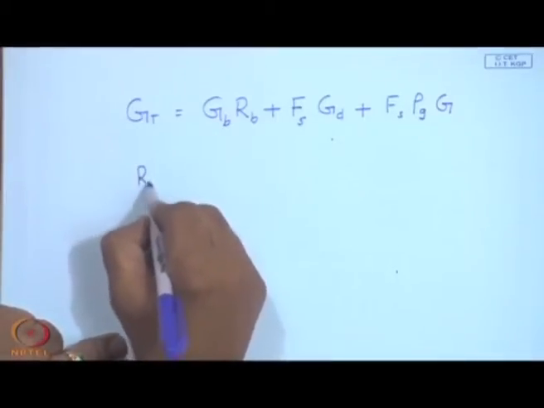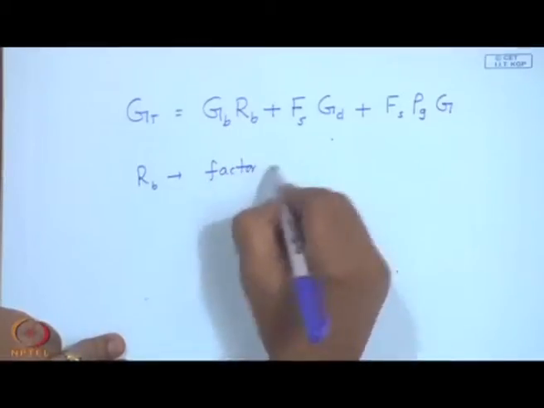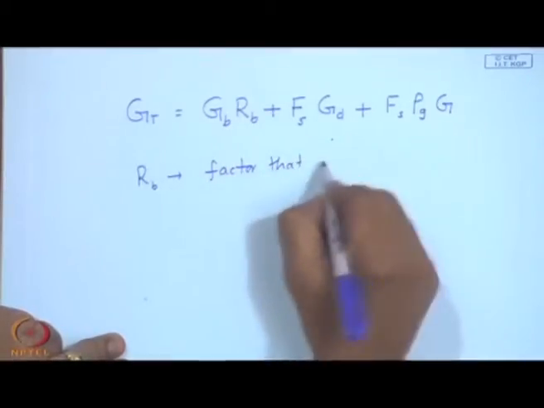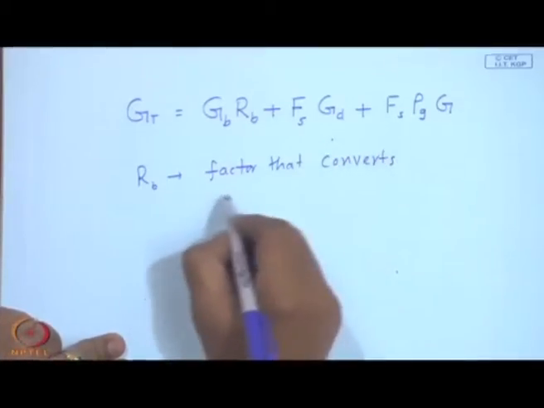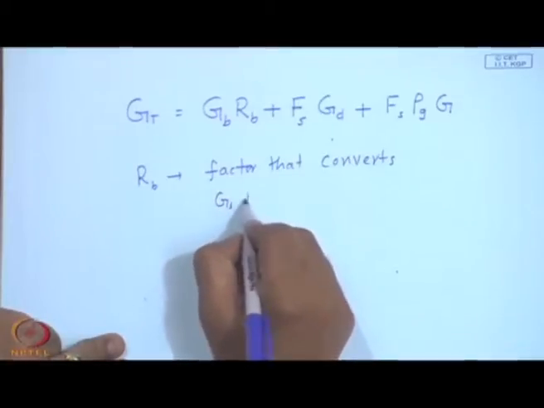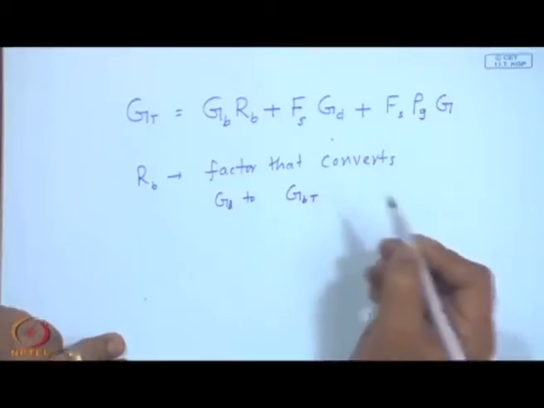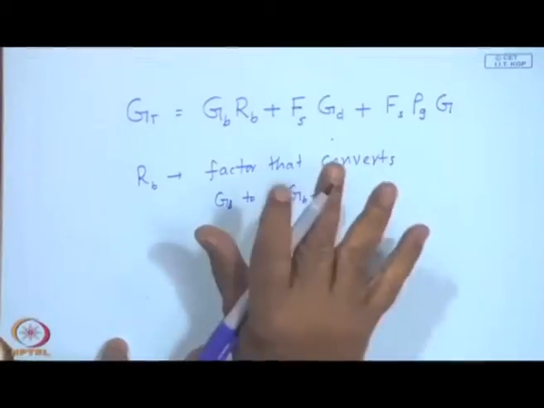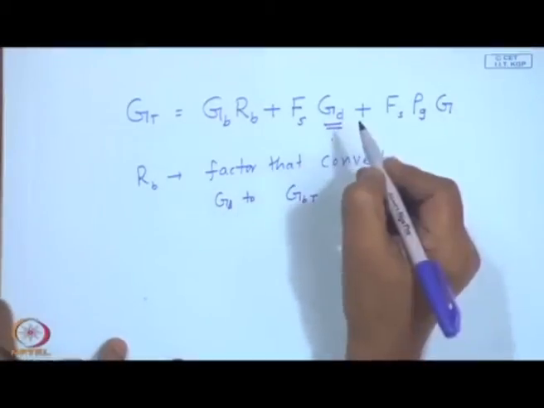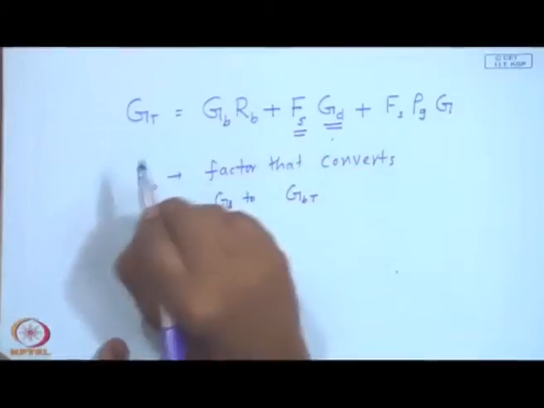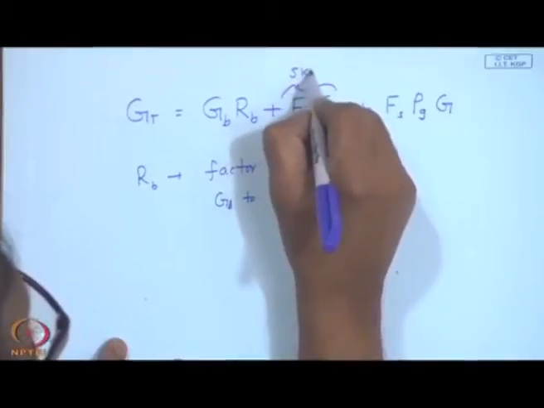So, R B is a factor that converts G B to, if I may say, G B on the tilted plane. Okay, this is purely geometric. Then G d is the diffuse part, but a fraction will be received by that, which will be called sky diffuse.